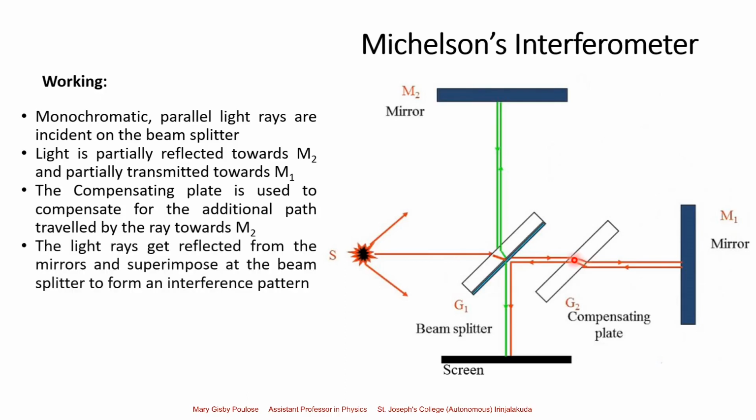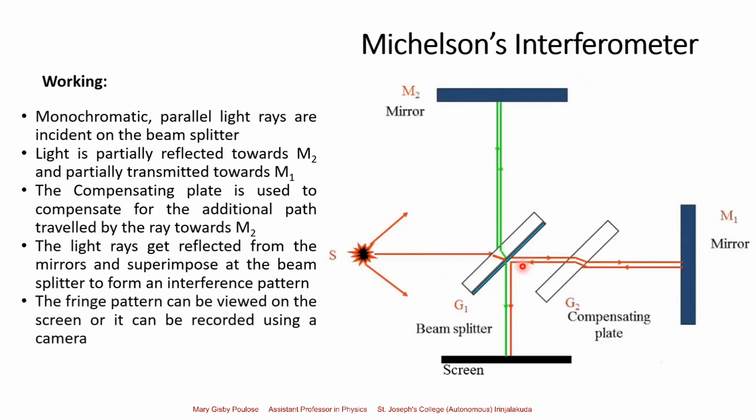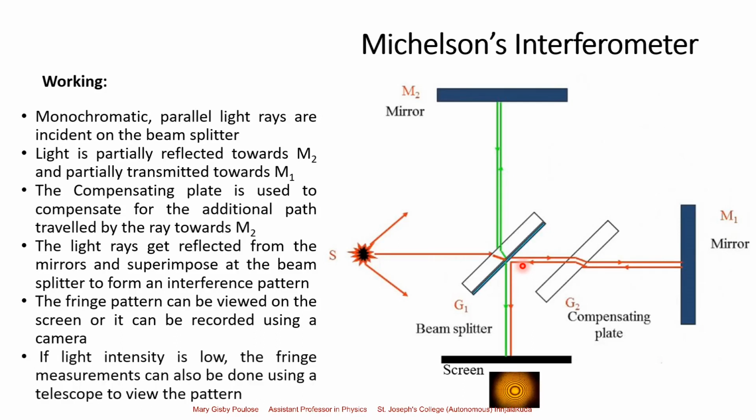The light rays get reflected from the mirrors and superimpose at the beam splitter to form an interference pattern. The fringe pattern can be viewed on the screen or recorded using a camera. And this will be the nature of the fringe pattern. If the light intensity is low, the fringe measurements can also be done using a telescope to view the fringes.